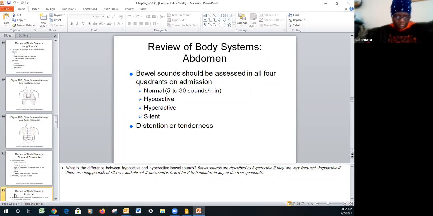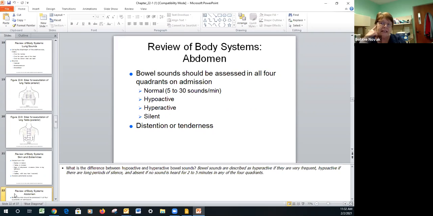Then the other thing when we're doing our abdomen, we're going to listen before we palpate on the abdomen. That's the only body system you're going to listen before you palpate. You're going to inspect, listen, and then palpate. Because we don't want to create false bowel sounds by pushing on the gut. All right, but when we do palpate, we're looking for distension and tenderness. Palpate is when we use our fingers to push down.